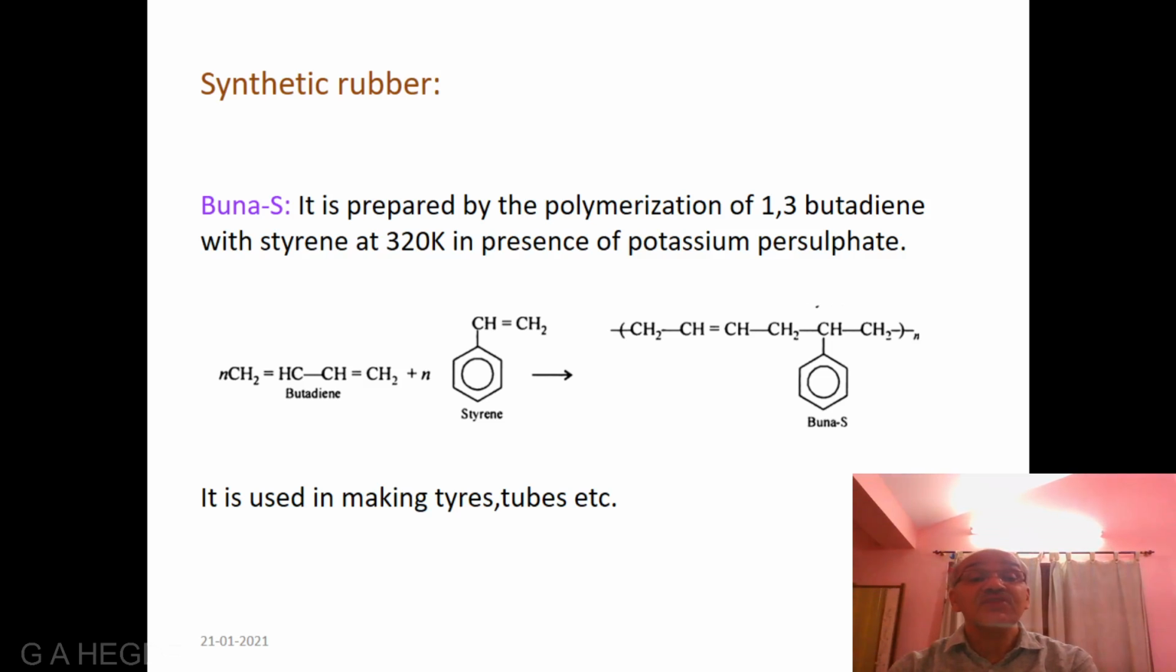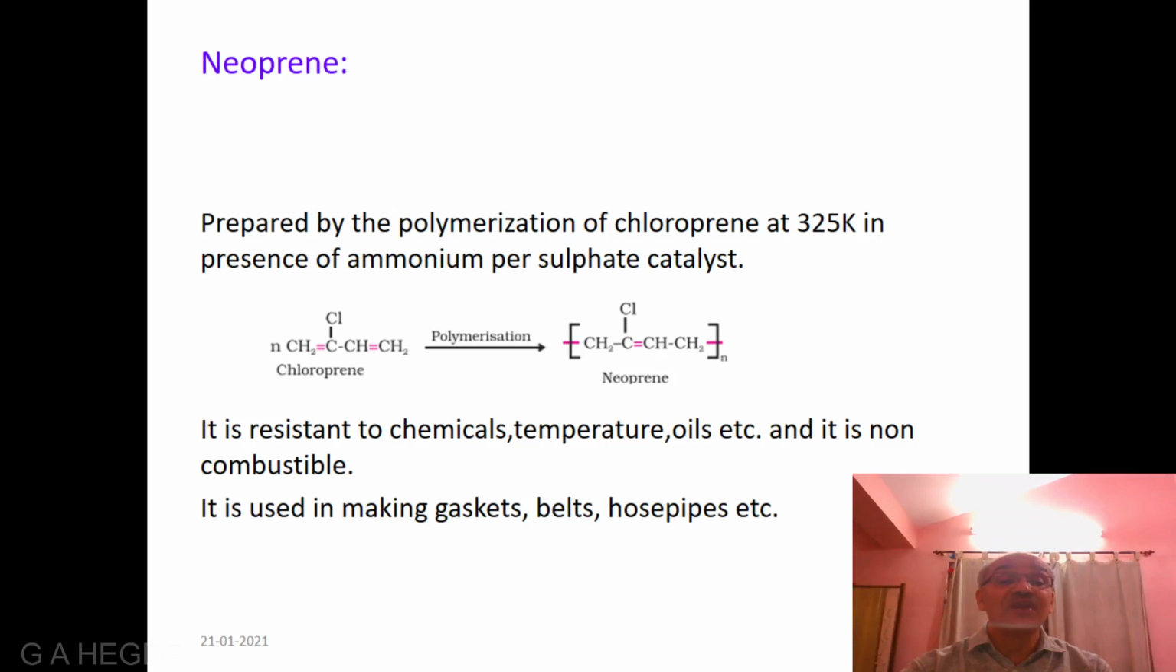The second one is synthetic rubber. It is also known as Buna-S. It is prepared by the polymerization of 1,3-butadiene with styrene at 320 Kelvin in presence of potassium persulfate. N number of butadiene undergoes polymerization with N number of styrene to form the polymer Buna-S. It is used in making tires, tubes, etc.